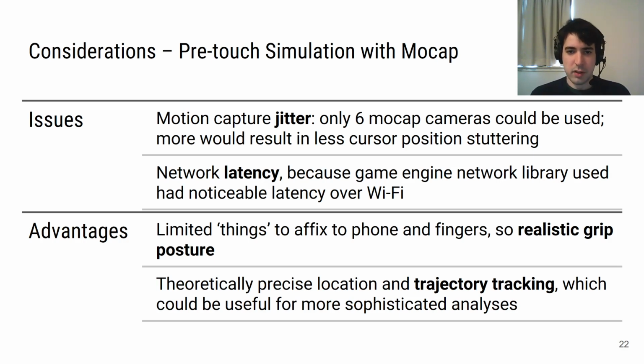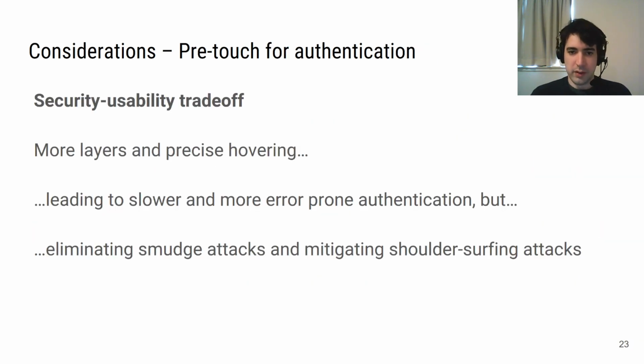However, motion capture as a simulation for pre-touch still has some advantages. For example, there's not very many things to affix to the phone or the user's fingers, so users can hold the phone with a realistic grip posture. Also, because motion capture is tracking your position over time, you can have precise location and also trajectory tracking, which could be useful for more sophisticated analyses. Further, there's always a usability security trade-off with these kinds of things. We have more layers and more precise hovering with our 3D technique, which leads to slower and more error-prone authentication, but it also eliminates smudge attacks and mitigates shoulder surfing attacks.